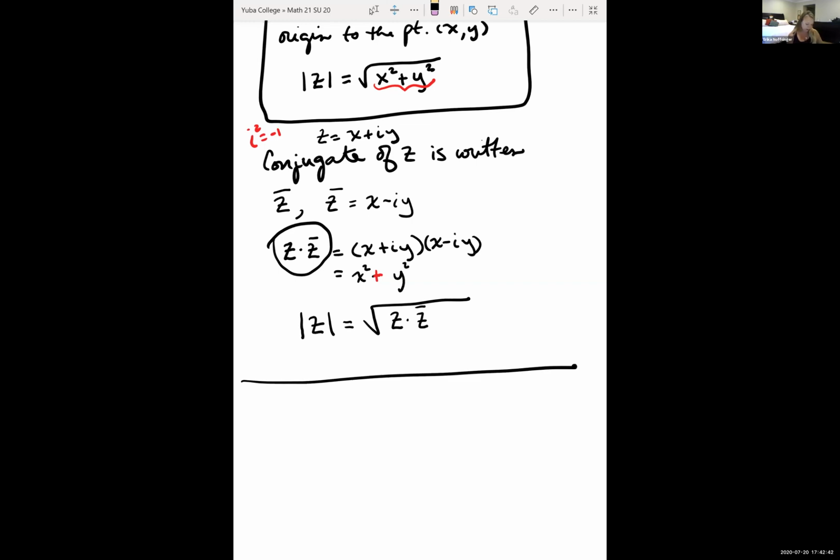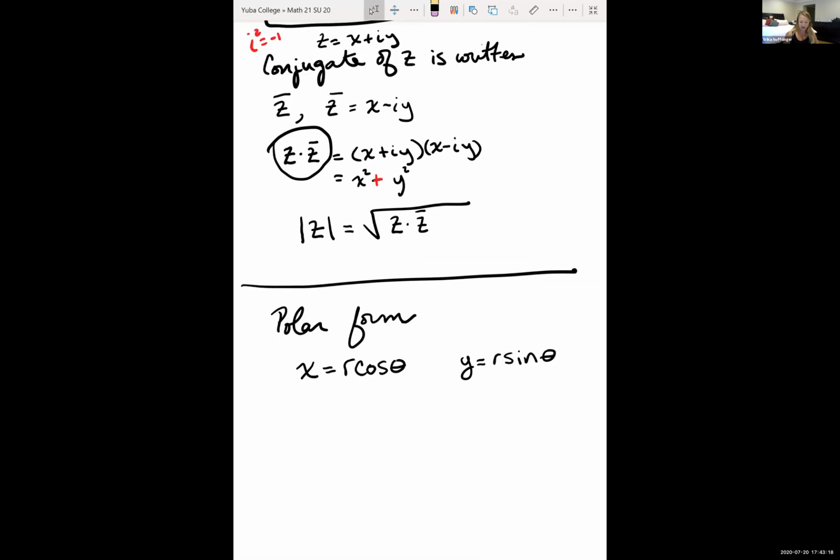So this is going to look familiar. In polar form, we had, remember, x was equal to r cosine theta. Y was equal to r sine theta. And we got those just by looking at the relationship of the sides. Cosine theta was the adjacent over your hypotenuse, which is your r value. And then same idea for sine.